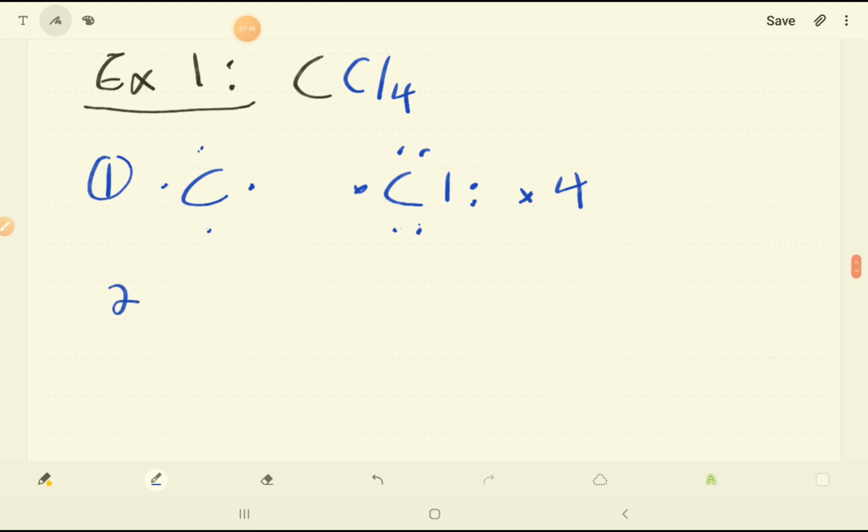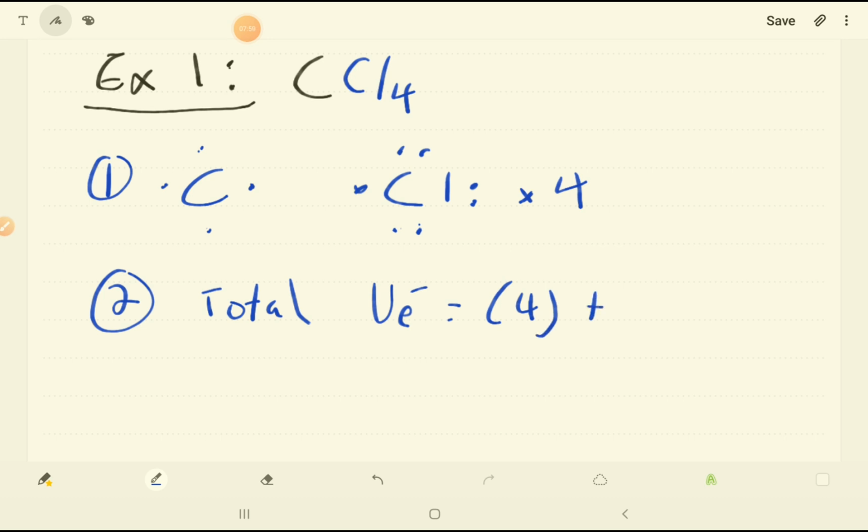So the next step would be to count the total valence electrons. To do that, we're going to add up all the valence electrons from the Lewis dot diagrams that we see. So it'd be 4 from carbon plus 7 times 4 from your chlorine. And in total, this would be 32 valence electrons. Okay, let me just write that 3 a little better.